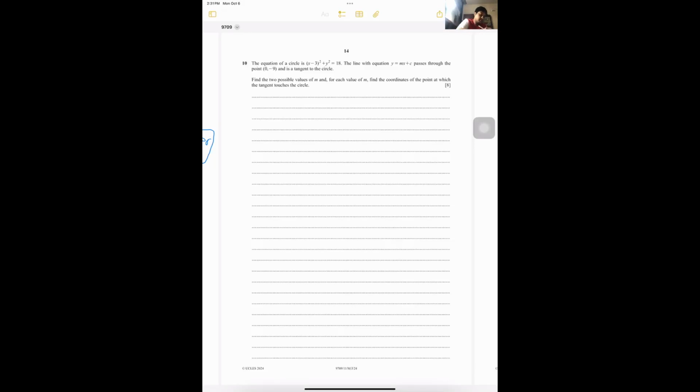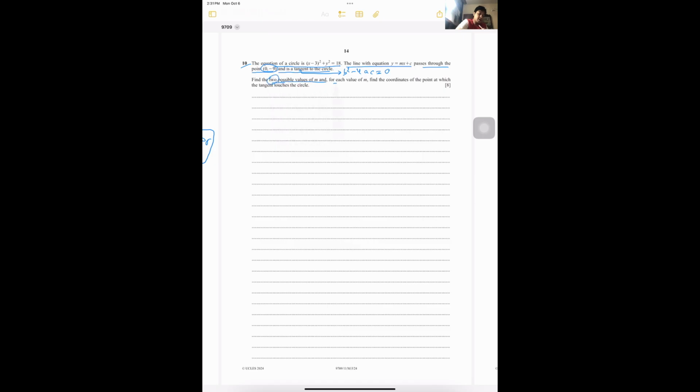Question number 10. The equation of a circle is given as this. The line with equation y equal to mx plus c passes through the point 0, minus 9 and is a tangent to the circle. So whenever we say tangent, we know that our discriminant is equal to 0. This is one thing we know. Find the two possible values of m.